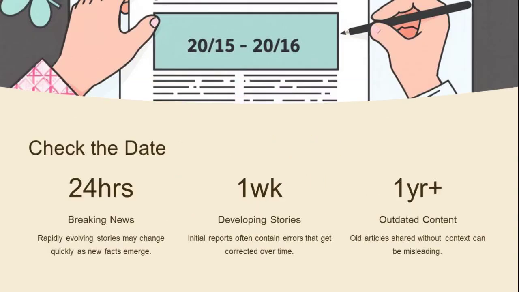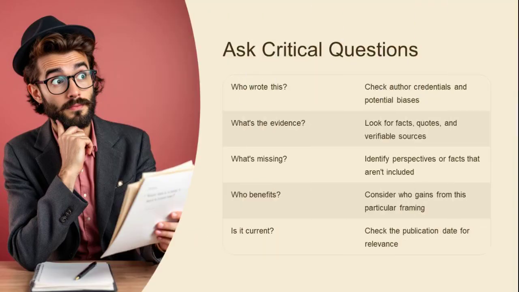Checking the date of news is important, as breaking news can change rapidly, developing stories may correct errors, and outdated content can be misleading. Asking critical questions about the author, evidence, missing information, benefits, and currency of the news helps in evaluating its reliability and bias.